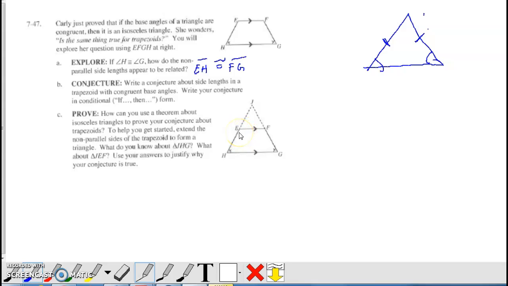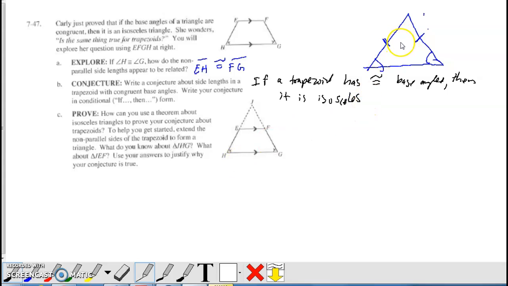Okay, so let's write a statement based on that information, right? So if a trapezoid has congruent base angles, then it is isosceles. So there's our conjecture, right? It seems based off of an isosceles triangle. It seems like this should totally work. Okay, so let's go ahead and try to prove that this is true, because it is true.